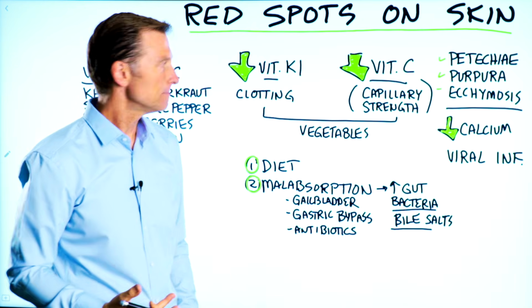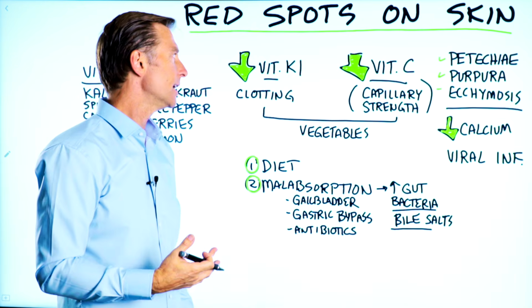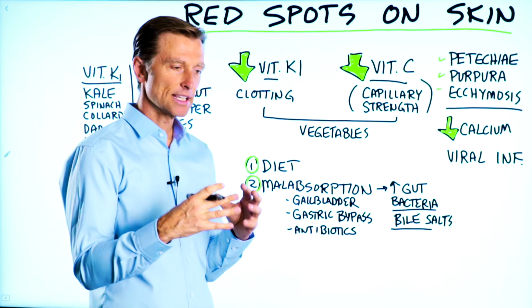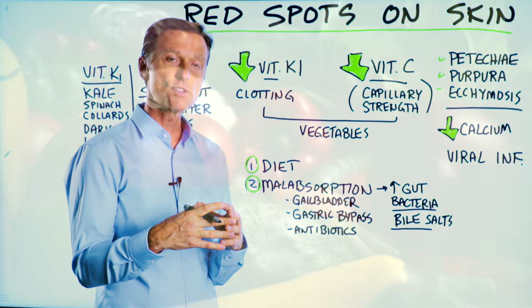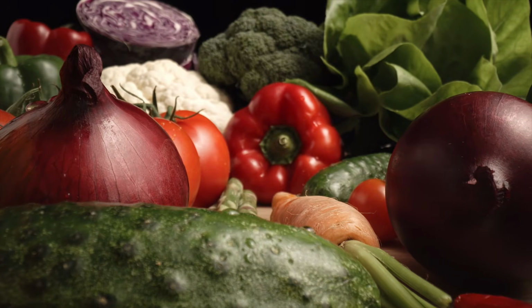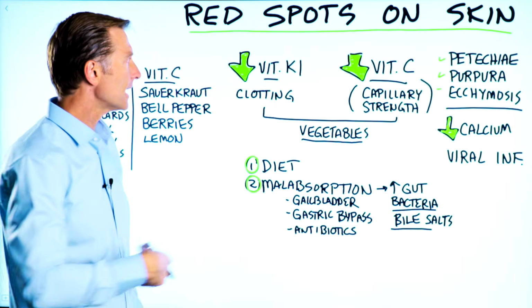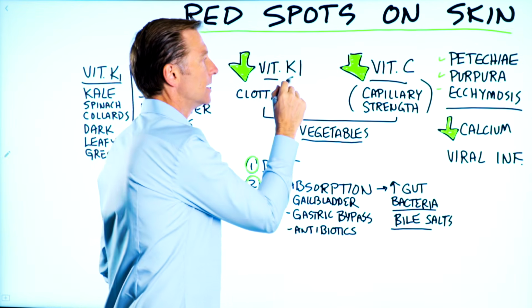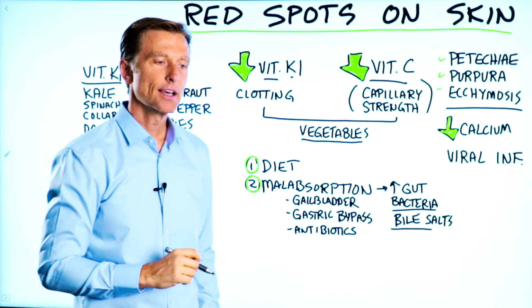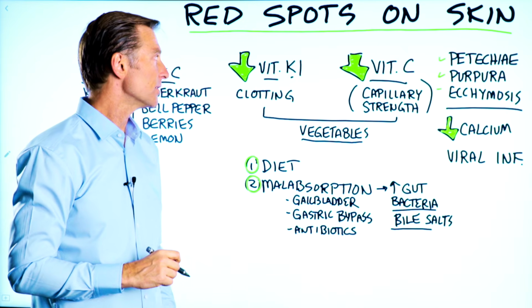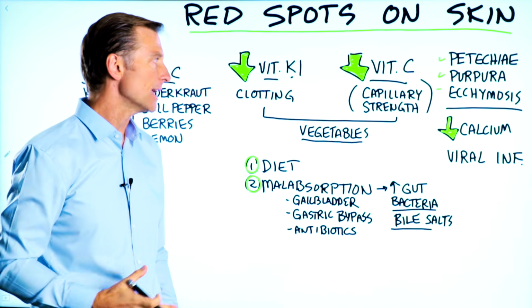But in nature, vitamin K1 and vitamin C usually come together as a complex. So if you're consuming vegetables, you're going to get a mixture of both of them. Also, your gut makes K1. So if you have a history of antibiotics, then it could be the reason why you're deficient. Your body just is not making it.